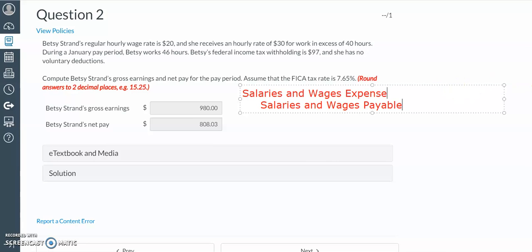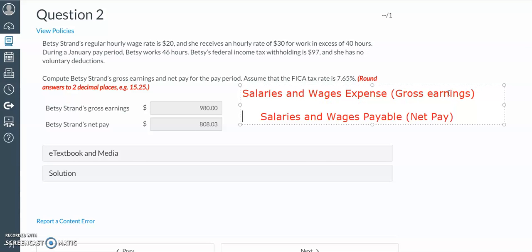And the reason for the deductions is for the taxes that need to be paid. So the salaries and wages expense is going to report the gross earnings, and the salaries and wages payable is going to report the net earnings or the net pay. So that's the amount that you actually receive in your paycheck or the direct deposit.